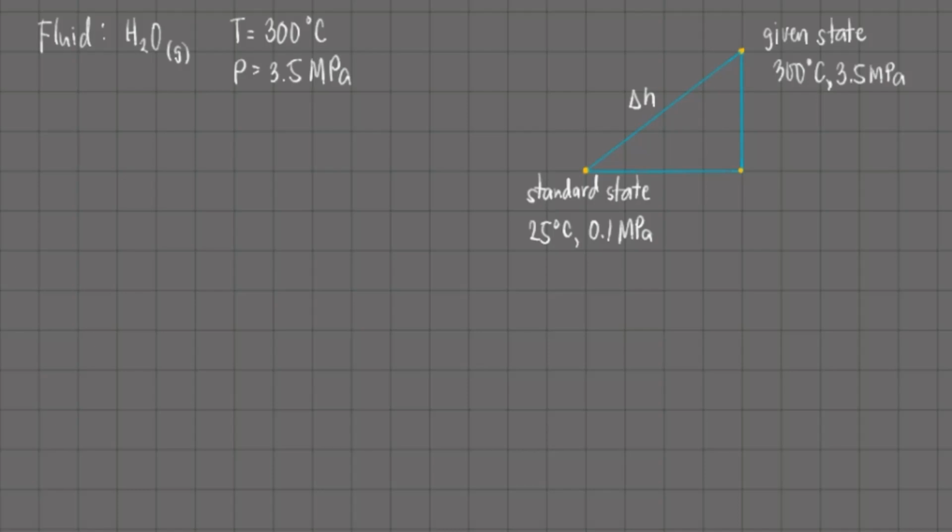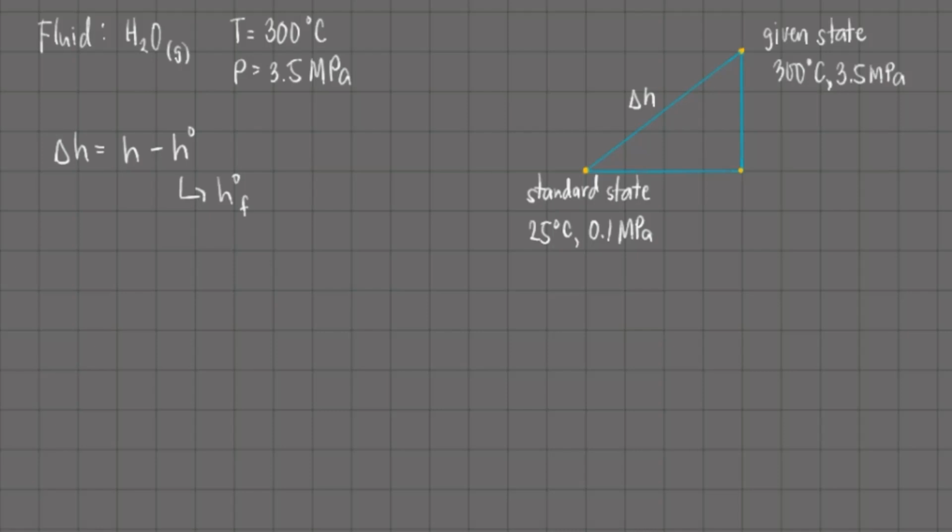Now, there are lots of methods available for us to estimate the value of delta H. Delta H, or the change in enthalpy, is simply equal to the enthalpy of our given states, which I will represent as small letter h, minus the enthalpy of the standard state. The enthalpy of the standard state is often represented as the standard enthalpy of formation for our specified compound. Since our fluid is water, we simply need to read the standard enthalpy of formation of water vapor, and then we can substitute that into this equation.